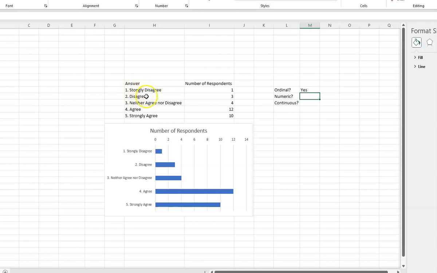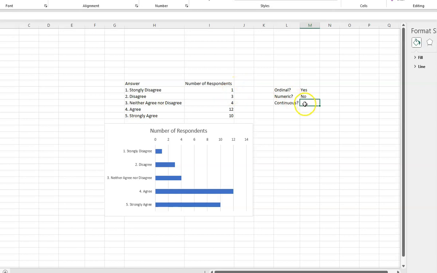That question of if you add two disagrees together, does that equal an agree? Not really. If you add a disagree and a neither agree nor disagree together, does that equal a strongly agree? Not really. That doesn't even make sense to do that. And so I'm going to say that this is not numeric data.